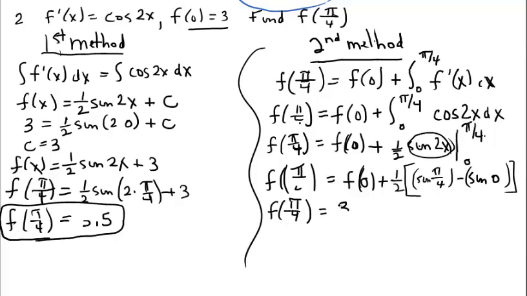F of 0 was 3. We're going to add that to 1/2 of whatever I get within the brackets. I'm sorry, this probably was sine of pi over 2. Twice pi over 4 is pi over 2. So that's 1 minus 0 within the bracket. So 1 minus 0 is just 1, 1/2 of 1. After it's all said and done, hopefully it's not disappearing on your own paper, we get 3.5.